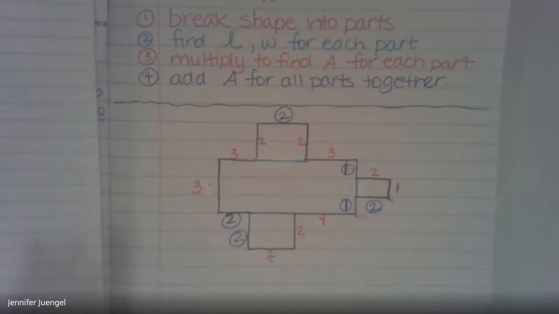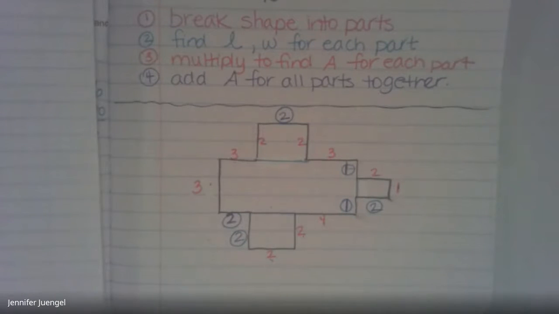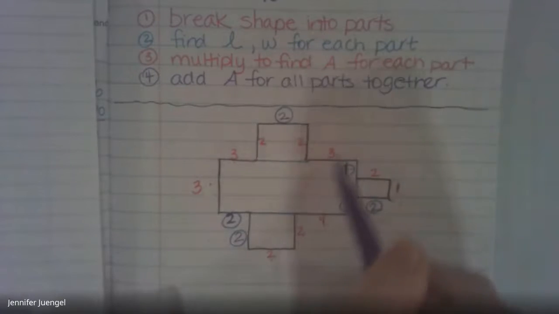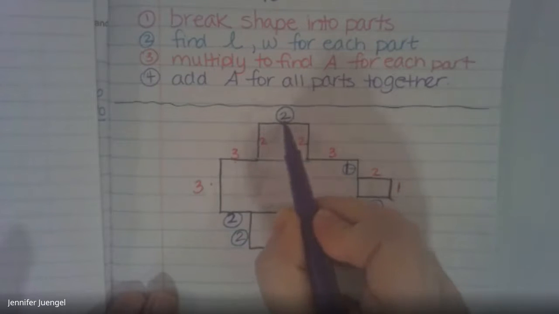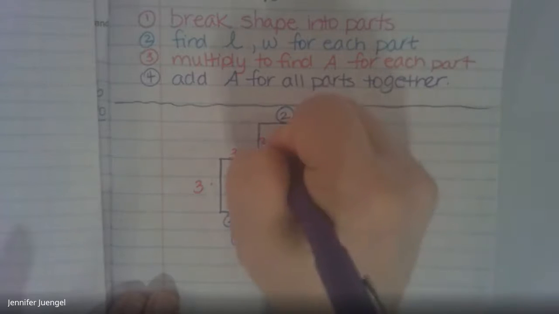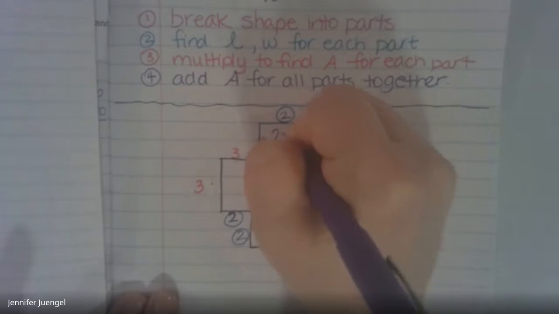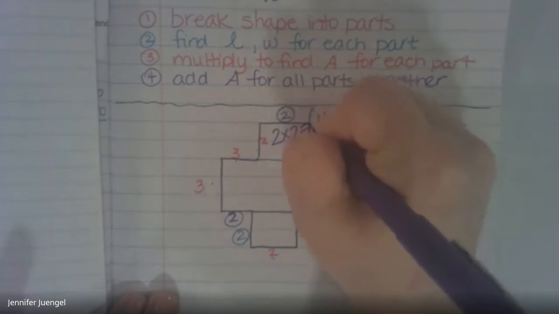Now I can go into the part of doing step number 3, multiply to find the area for each individual part. So let's start with the top and kind of work our way around. So the area problem right here is length times width. So the length is 2 and the width is 2, which means the area is 4 square units.